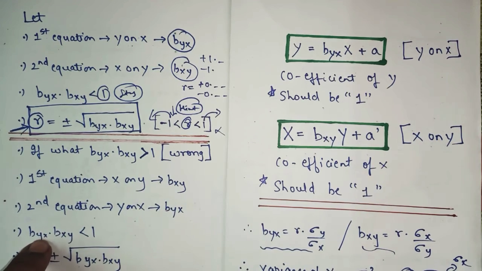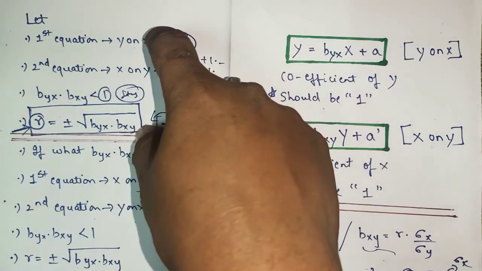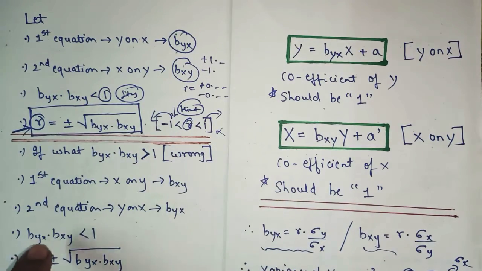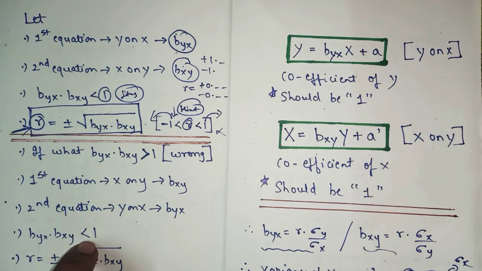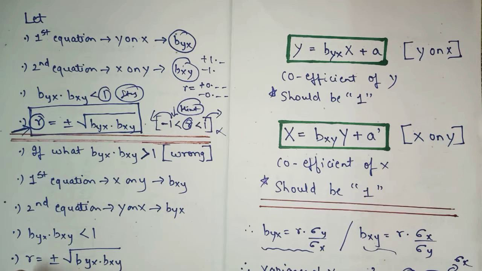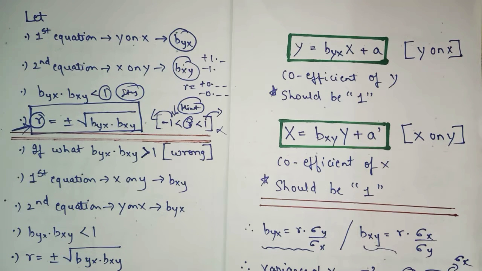Again you will check, as we did in case 1, the product should be less than 1. Here also in case number 2, you will check the product of these two, it should be less than 1. If it is less than 1, that means our assumption is right. After that only we can find the value of r. So r is what? Plus minus square root of byx into bxy.